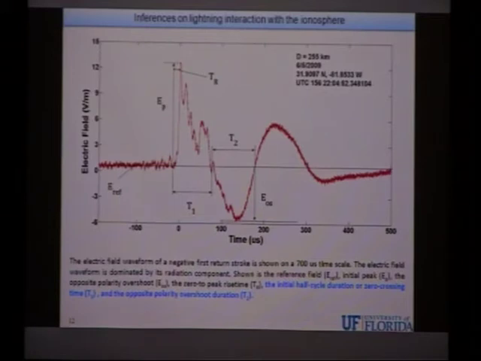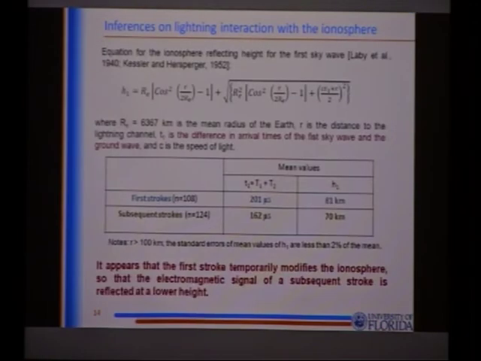Now, if we assume that this second positive half cycle is due to ionospheric reflection, then as a first approximation, you can assume that this second zero crossing is the time of arrival of this first sky wave. And if so, we can find a difference in arrival time between ground wave and first sky wave, T1 plus T2, and use that information to compute effective ionospheric reflection heights. We did this for a number of first and subsequent strokes.